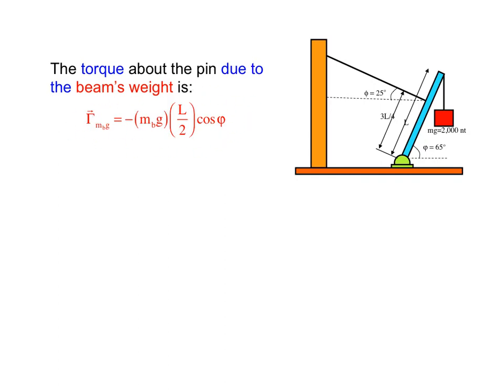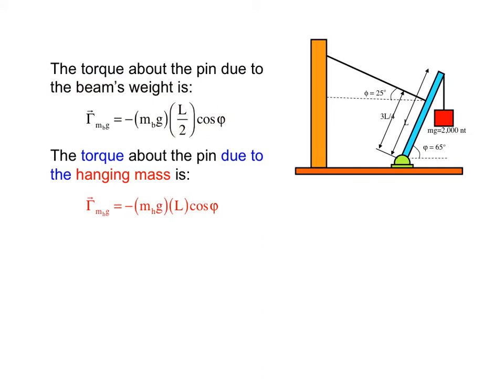The torque that the hanging mass is generating is going to have very similar form. I mean, it basically parallels the force that gravity is producing. The only difference is that the r vector isn't going to L over 2, it's going all the way out to L, so this is L. And the subscript for the mass is m sub h, not m sub b.